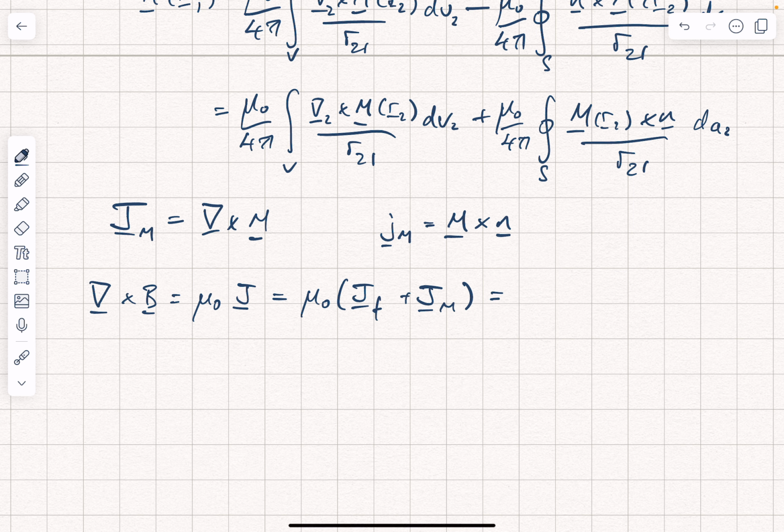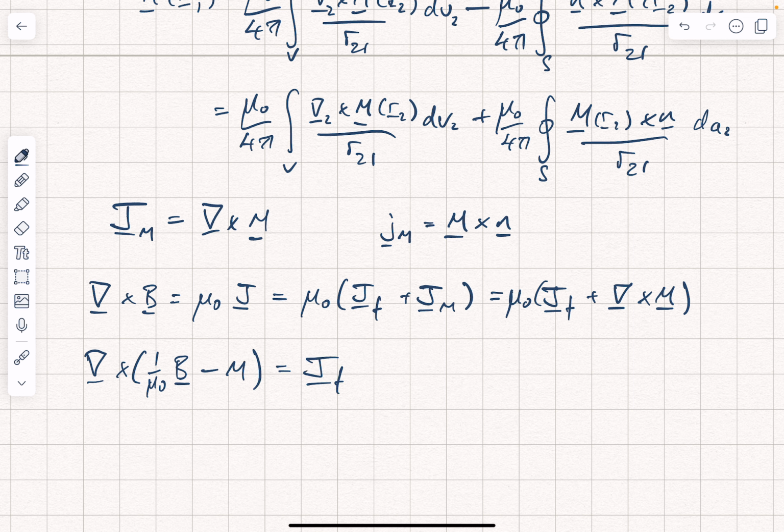Let's substitute in for capital J_M, and we've got mu naught times J free, the free current density, plus the curl of the magnetization. And you may be able to see where we're going. We've now got a curl on the left-hand side, a curl on the right-hand side, and with a little bit of rearrangement, we can write everything in terms of this free current density. And we're going to define a new field, just as we did for polarization. So let's divide by mu naught. We find that we have the curl of (1 over mu naught times B minus M) is equal to J free.